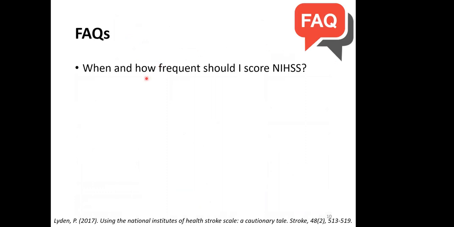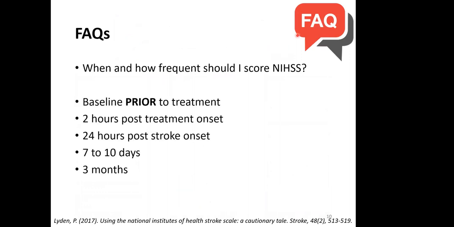So when and how frequently should I score the NIHSS? First, baseline, before you start treatment. When the patient arrives in the ED, we will usually score the NIHSS first. Then after that, if you started the patient on thrombolysis, 2 hours after the thrombolysis you need to rescore again, and 24 hours post stroke onset you score again. Then 7 to 10 days and 3 months to see the patient's progress.